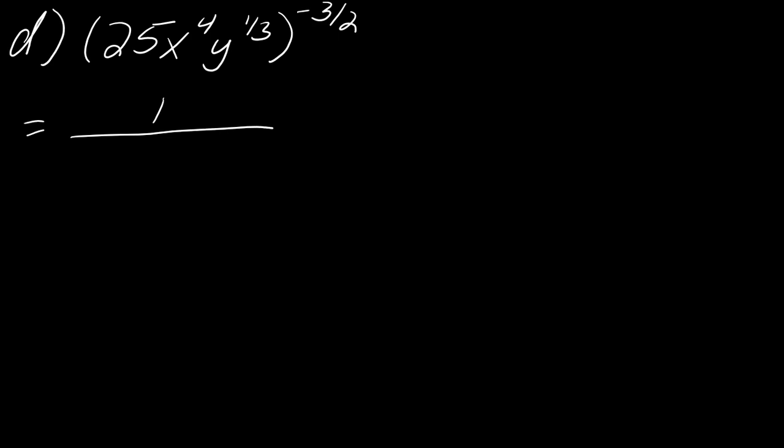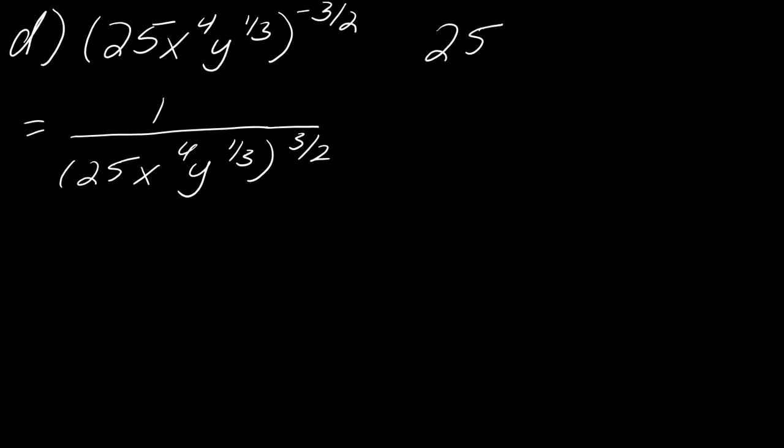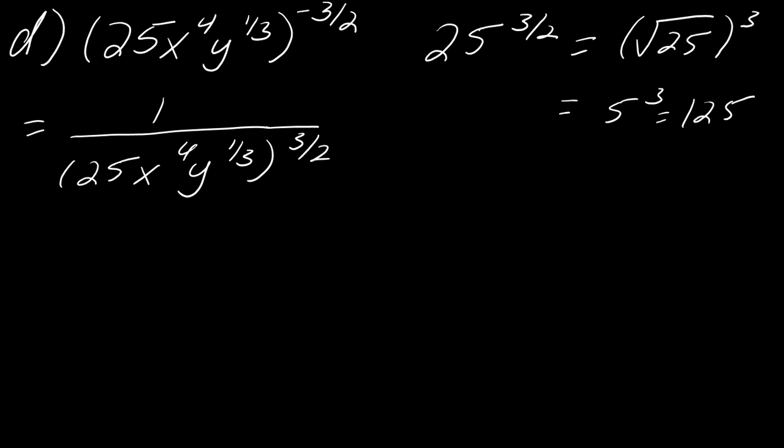So first things first, I want to get rid of that negative exponent. So I'm going to write this as 1 over 25 x to the 4th y to the 1/3, all of that to the 3/2. Okay, so now I need to evaluate each one of these parts. So 25 to the 3/2, that is going to be the square root of 25, and then I'm going to cube it. So that's going to be 5 cubed at the end of the day, so that's going to equal 125.